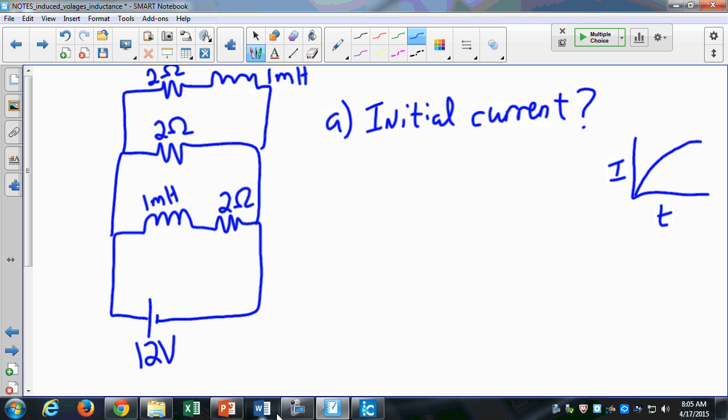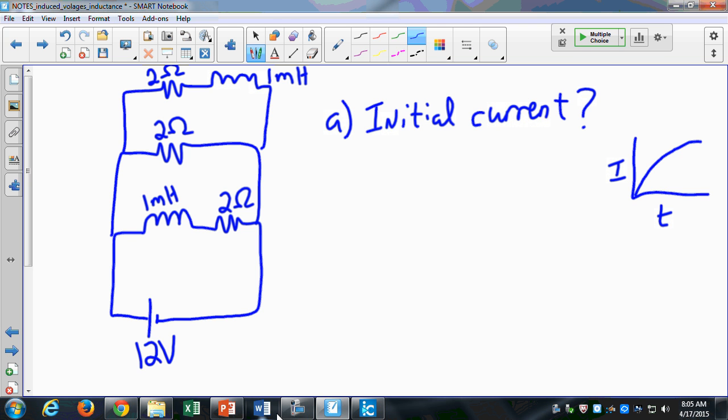Well, first you need to answer the question of what is the current. We know the current in this branch, right? What is the current here? 6, right, yeah, 6. So because I have 12 volts and 2 ohms, I have 6 amps. So now I need to know what is the current here and what is the current here.